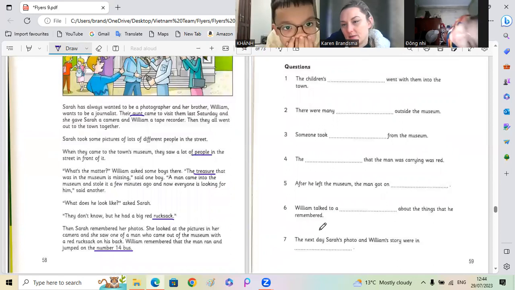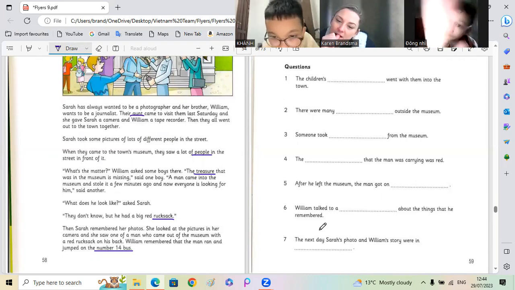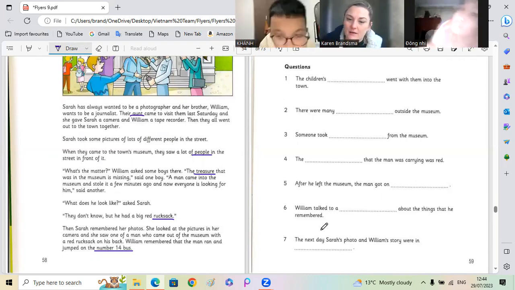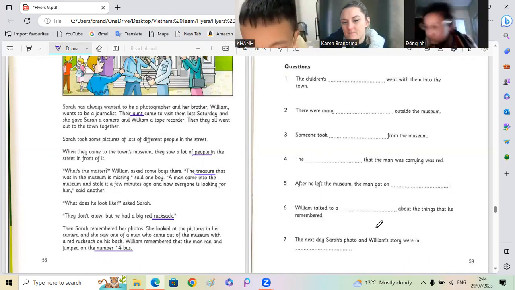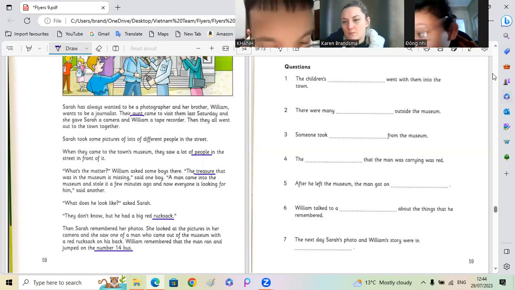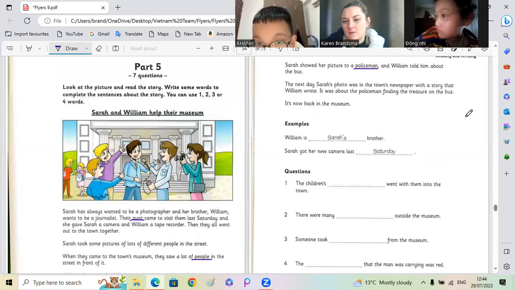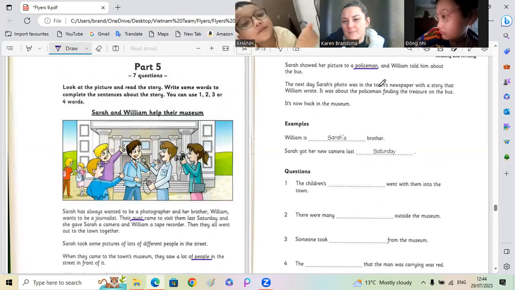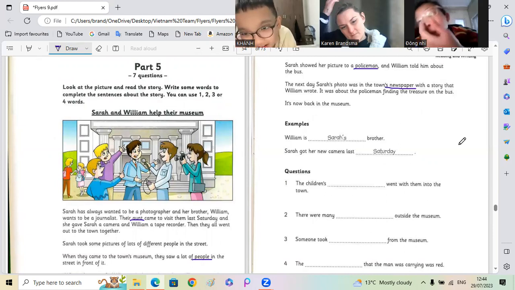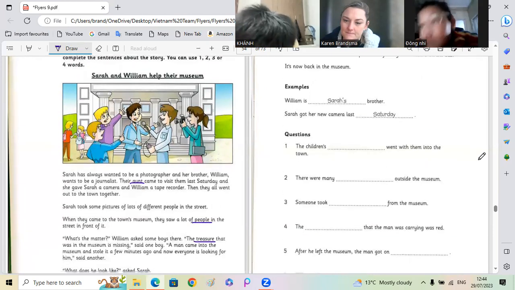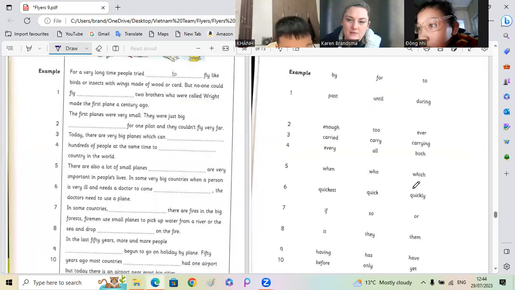Okay. Number seven: the next day, Sarah's photo and William's story were in the newspaper. Okay. Let's see. We're almost done for today. Let's do this one.